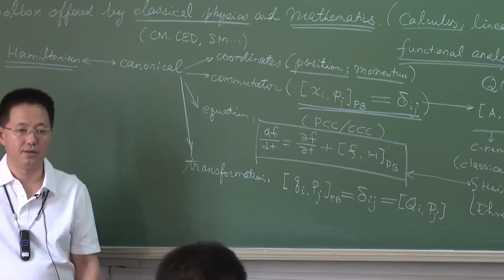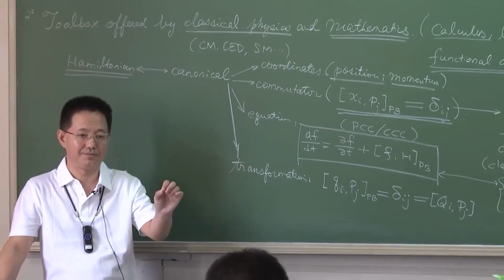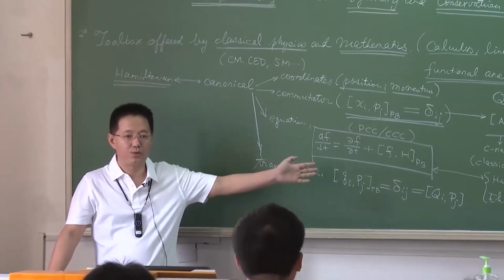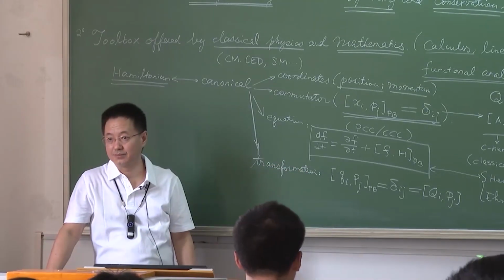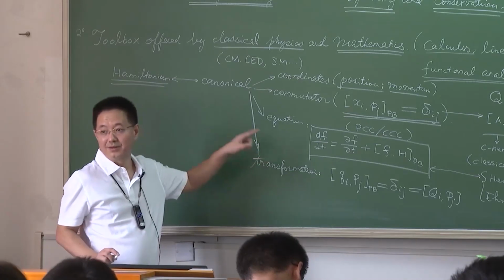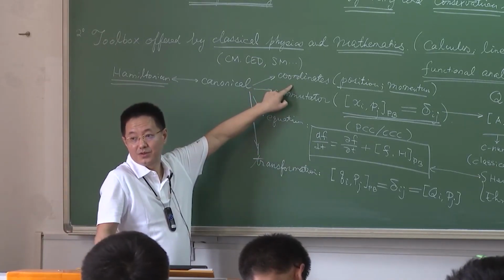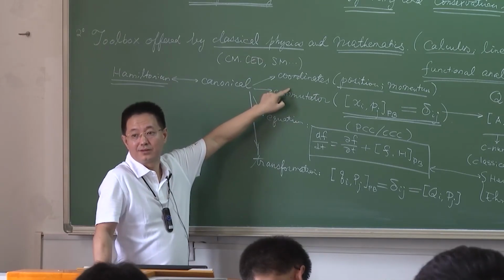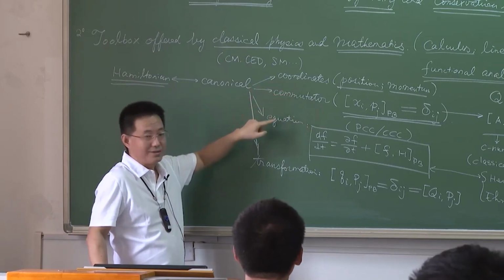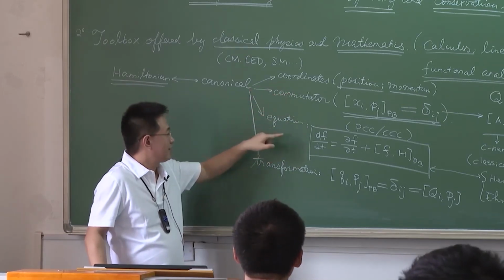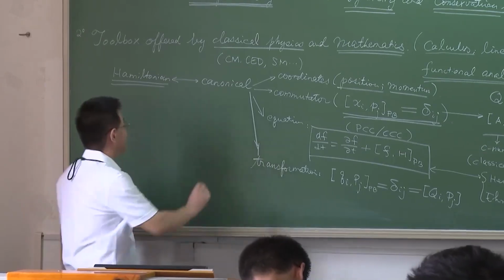So that means once you choose the canonical coordinate, all the relations will be kept invariant. So this is the right choice for the canonical coordinates. The canonical coordinate is called the right coordinates. Right coordinates, right commutator, right equation, and right transformations. Canonical means right. Right?